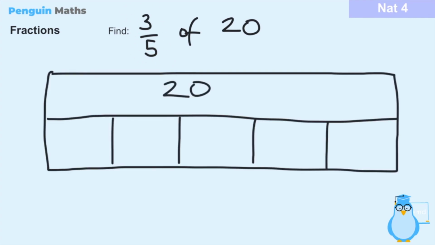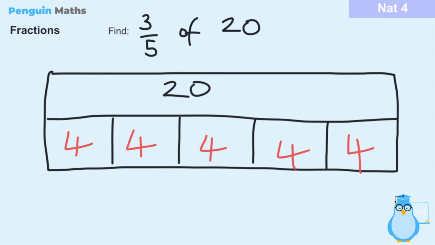So because the question asks us to calculate something that's in fifths, so in this case it's 3/5, we can imagine it as if 20 is the whole quantity and we want to divide this number into fifths, or just divide the number by 5. And if we do 20 divided by 5, that's going to give us an answer of 4. So that means that each one of these fifths is equal to 4.